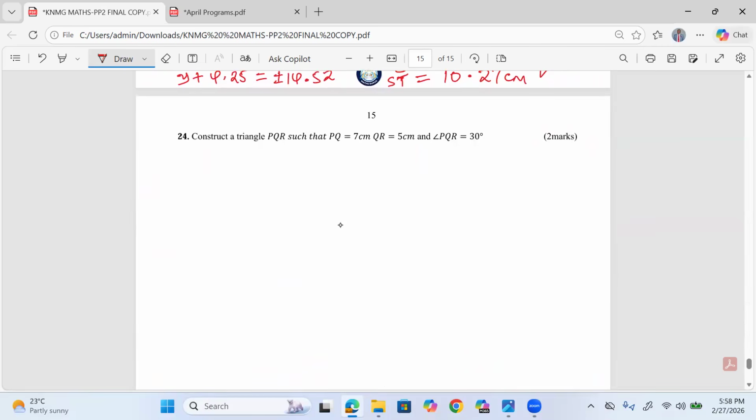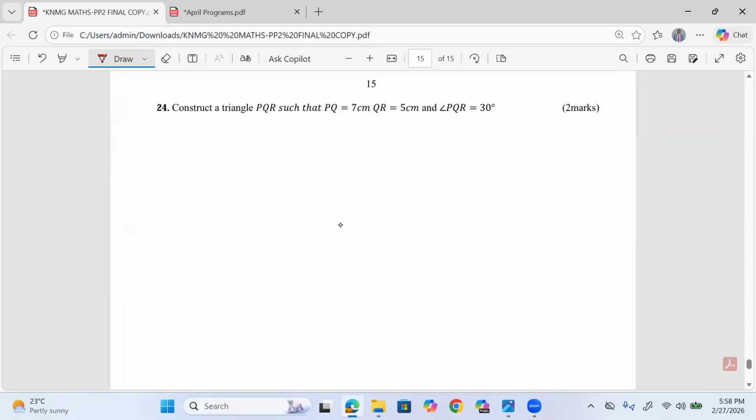Yes, now number 24 and the last. Construct a triangle PQR such that PQ equals to 7, QR equals to 5 centimeters, and angle PQR equals to 30 degrees. Let's do this triangle together. Let us do the diagram together. It's a very good question on loci.